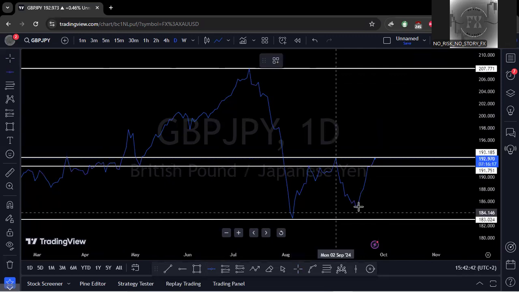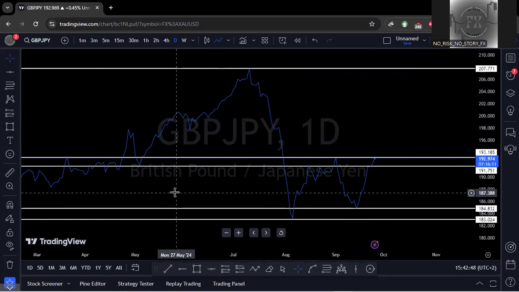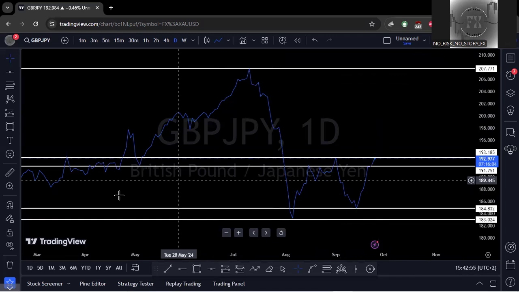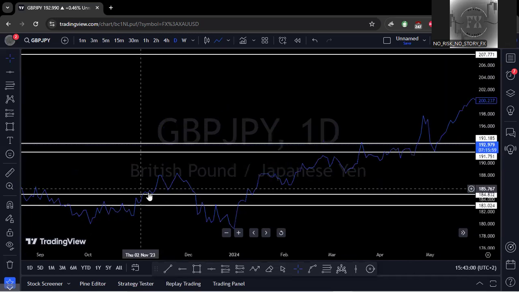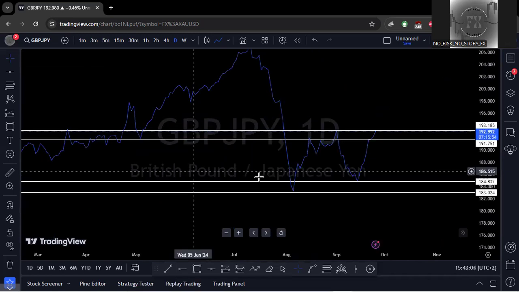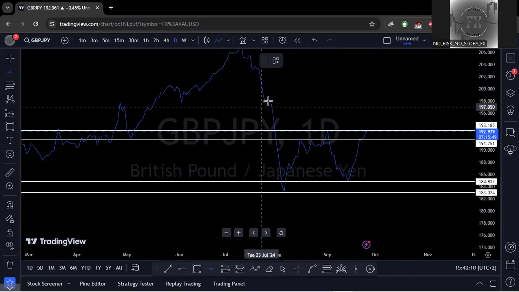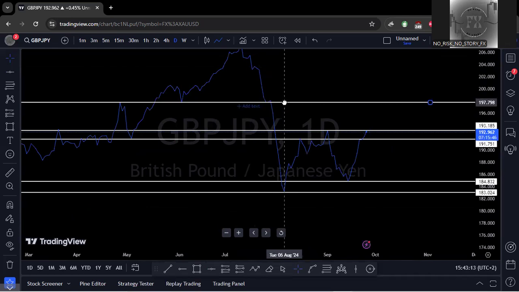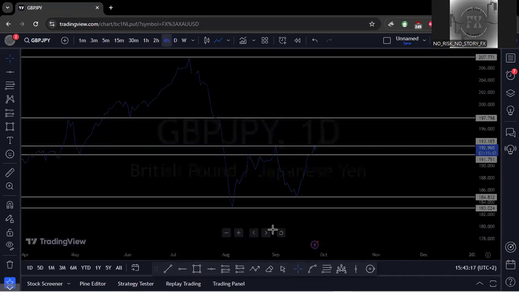I would also like to highlight this area here, because where the market reverses and makes the biggest move, you should know that the market is trying to tell you something, that there is something important around those areas, right? As you can see here. So now I would like to also highlight this area here.